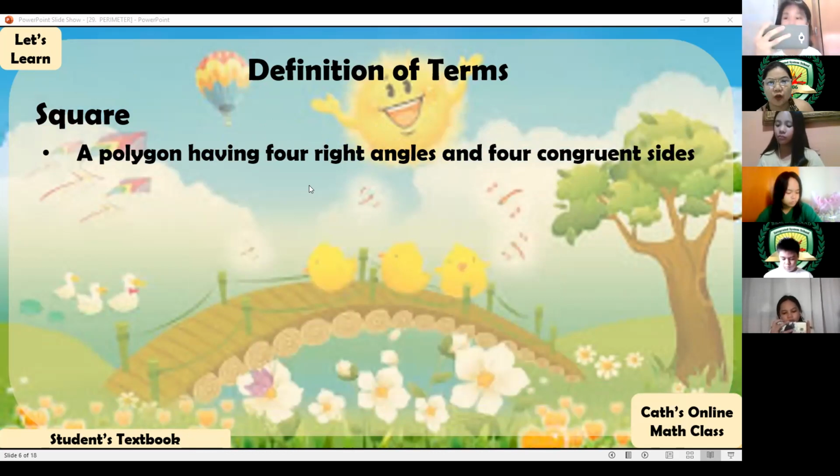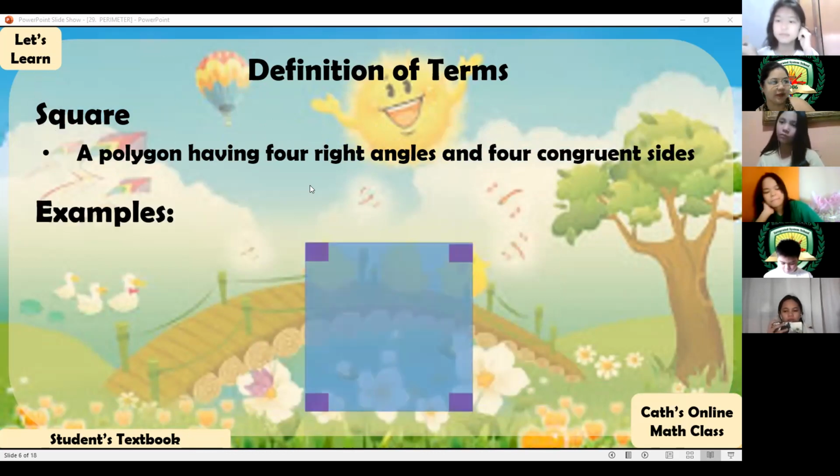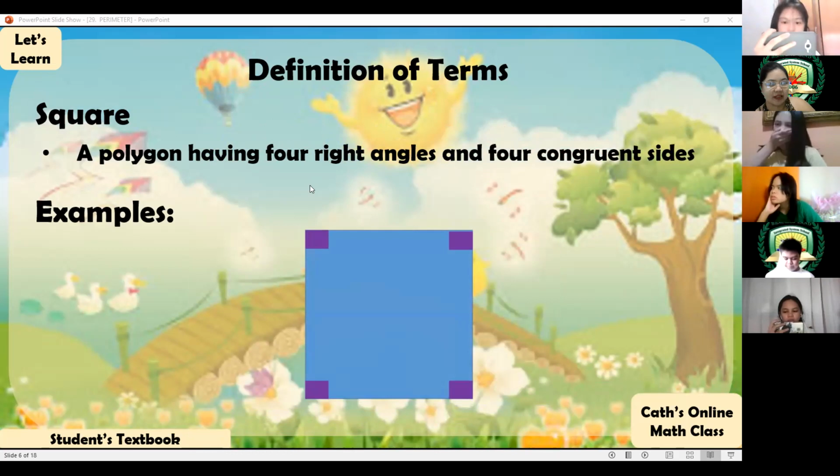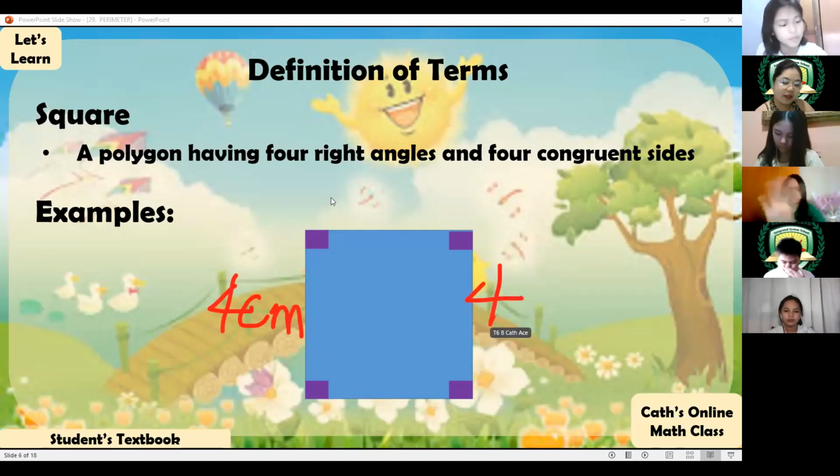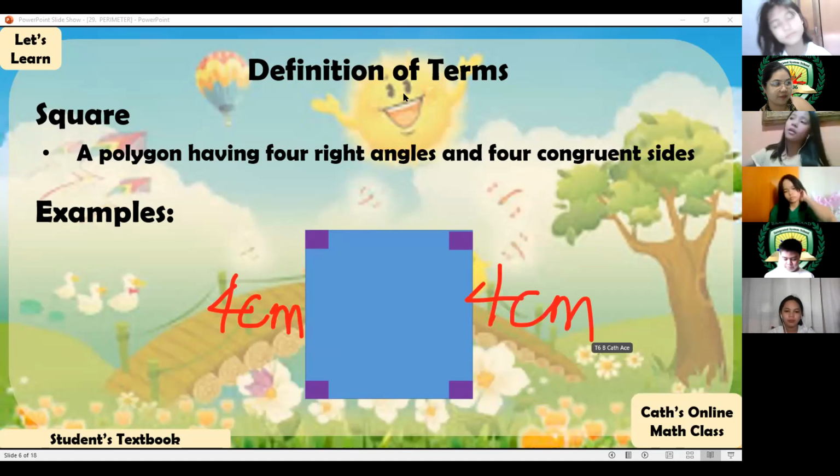Ano ibig sabihin ng congruent sides? Equal. Equal, okay? So, ayan, pare-pareho yung mga sides niya. So, if this one is 4 cm, 4 cm din yung iba. Ilang cm kaya yung ibang sides niya? 4 cm din. Okay?